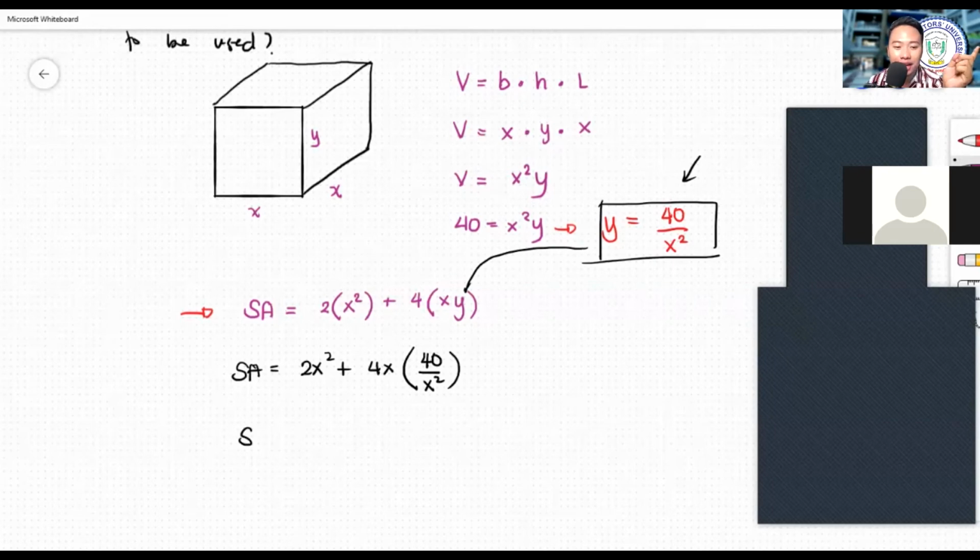Hello? And then I'm going to simplify this. SA equals 2x squared. What is 4 times 40?